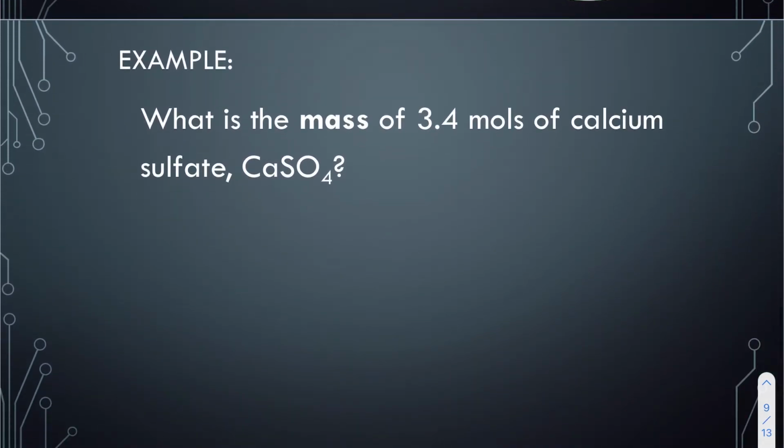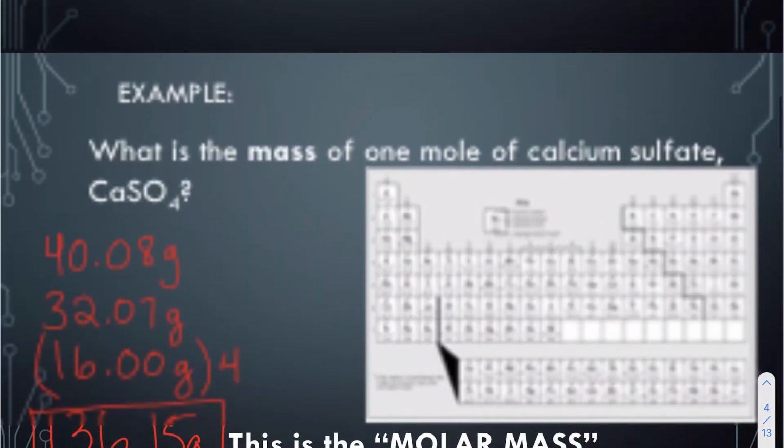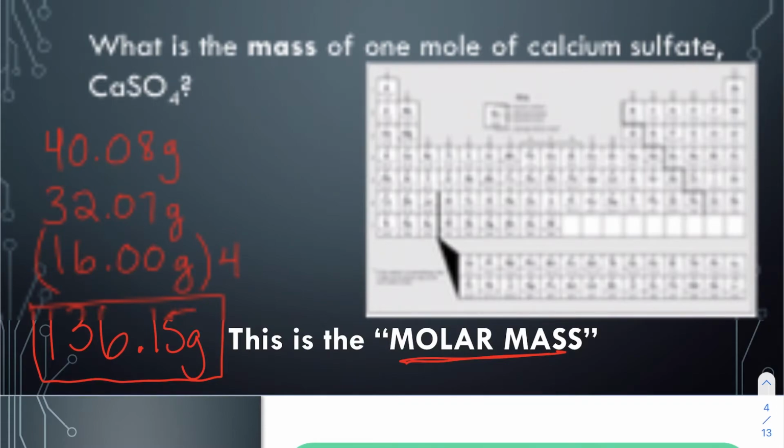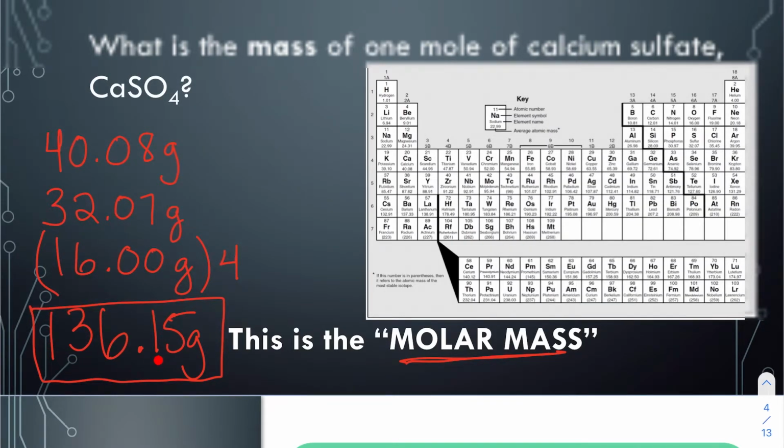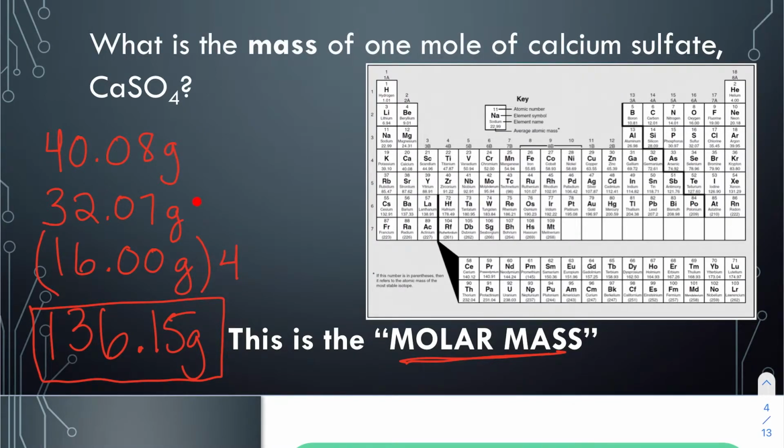So let's do some examples. This says, what is the mass of 3.4 moles of calcium sulfate? What we have to do is go back and remember what our molar mass was for calcium sulfate. We found that the molar mass for calcium sulfate was 136.15. We found that from adding calcium plus sulfur plus oxygen, 4 of them.